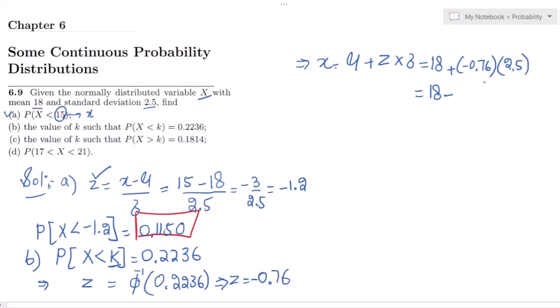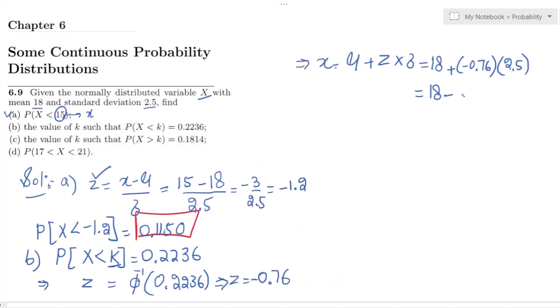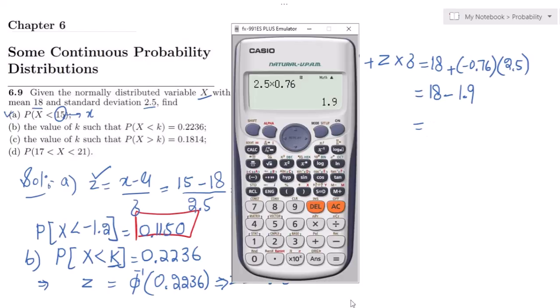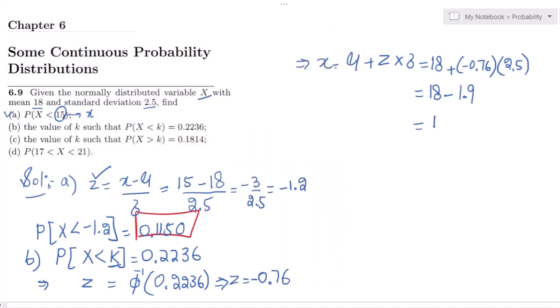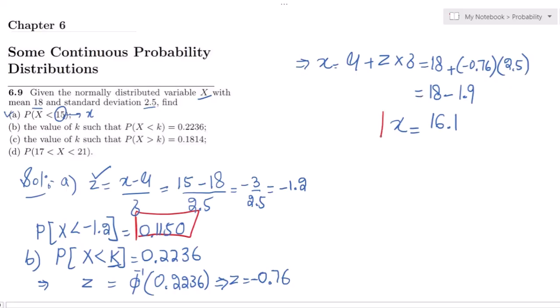So it would be 18 minus 2.5 multiplied by 0.76, so it would be 1.9. So 18 minus 1.9 is 16.9, and that is the value of x which we wanted to find out, and that is the solution of part B of my question.